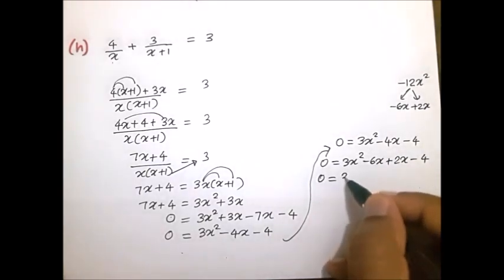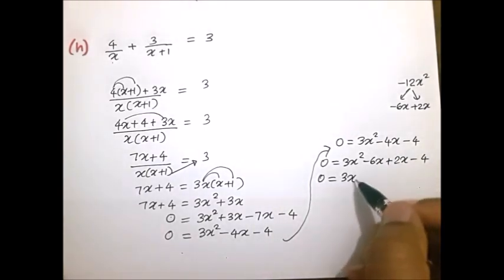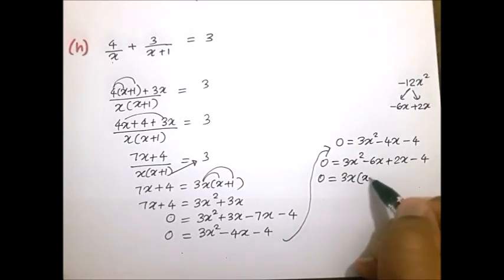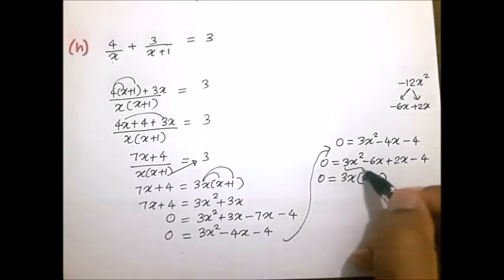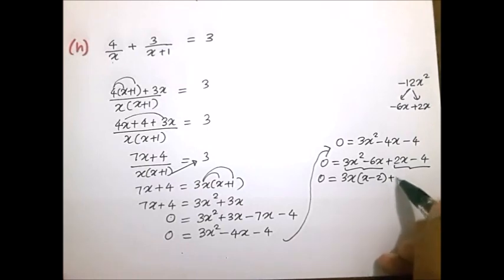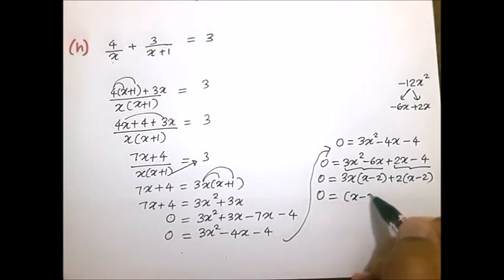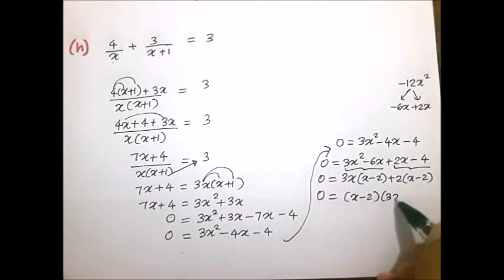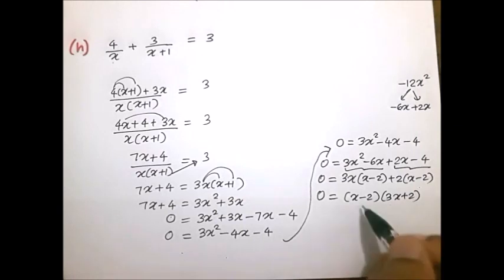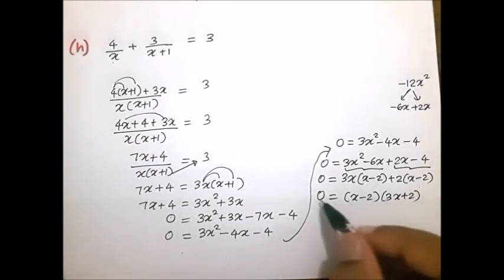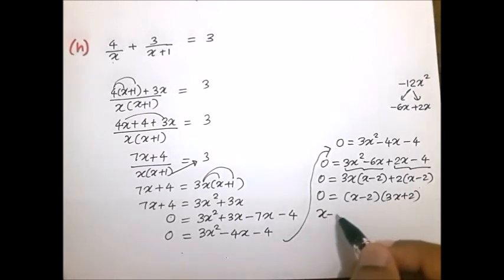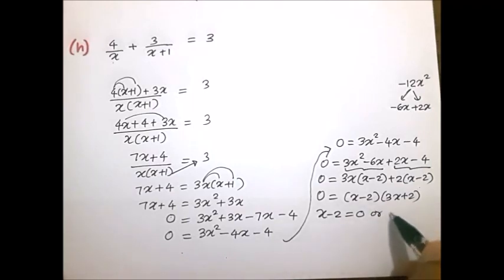Now take common terms out. It is 3x, x minus 2, and take common terms here. It is plus 2, remaining x minus 2. Then here common term is x minus 2 and remaining is 3x plus 2. Now you can equal these two factors to 0. X minus 2 equals 0 or 3x plus 2 equals 0.